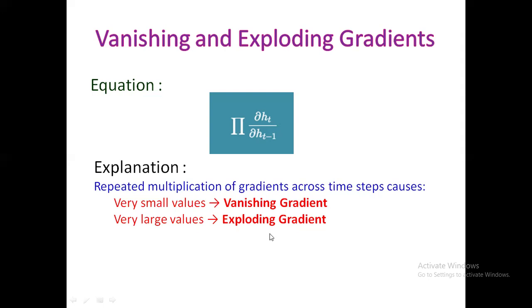The best example for this is, imagine whispering a message through many students in a classroom. By the time it reaches the last student, the message may become too soft to hear. The too soft means we are calling it vanishing. If everyone shouts, it becomes noise and confusion, exploding. This is exactly what happens to gradients in deep learning networks.